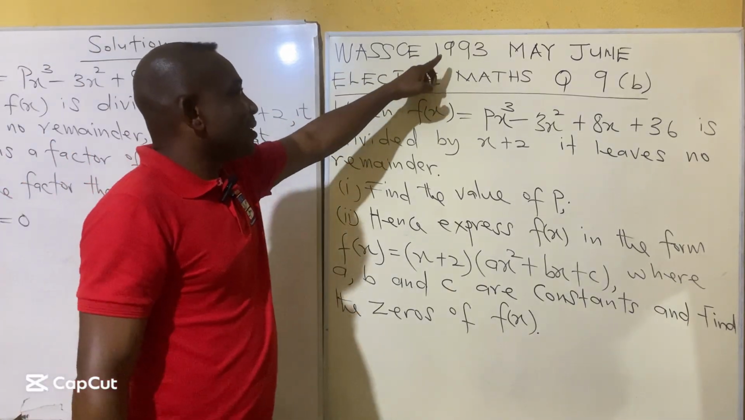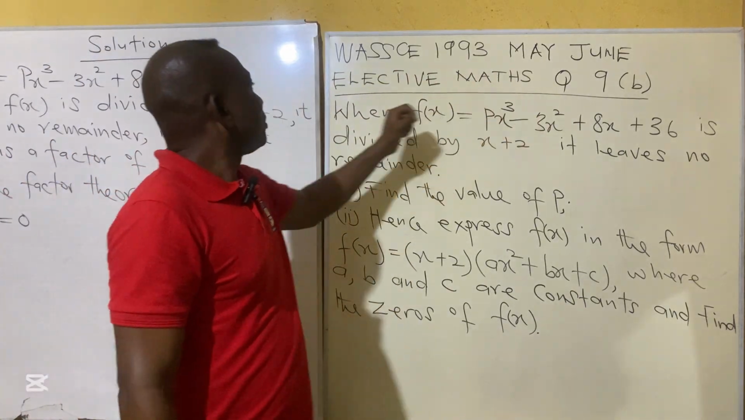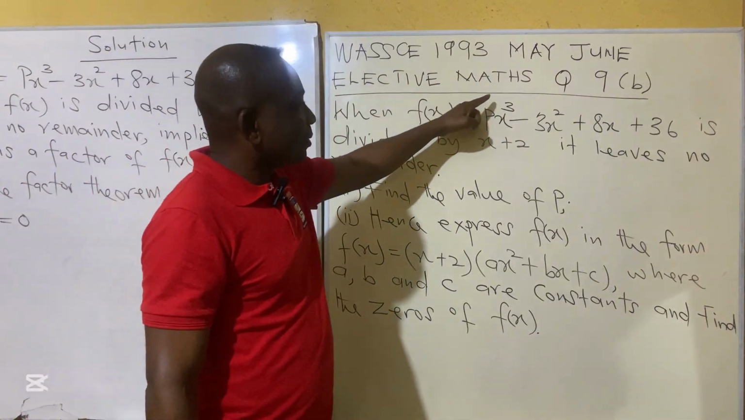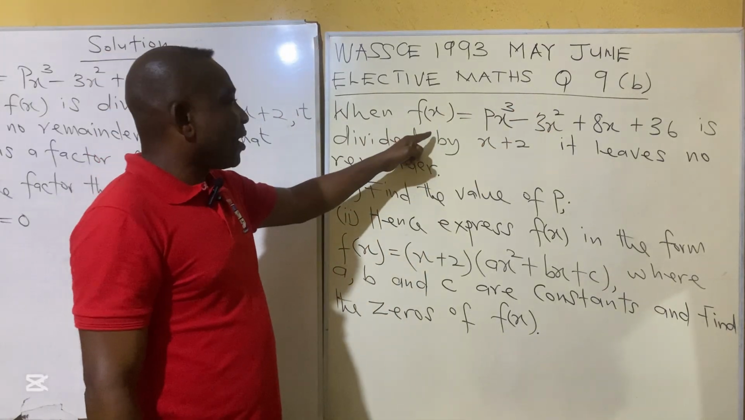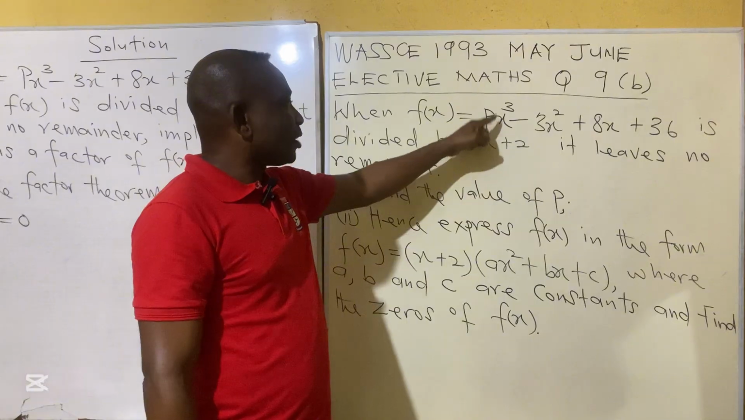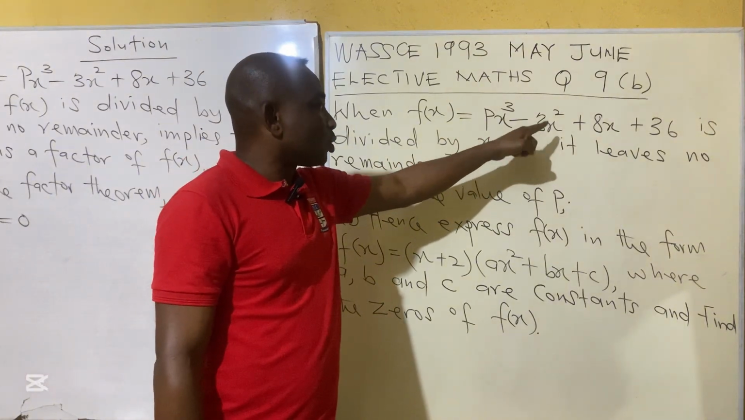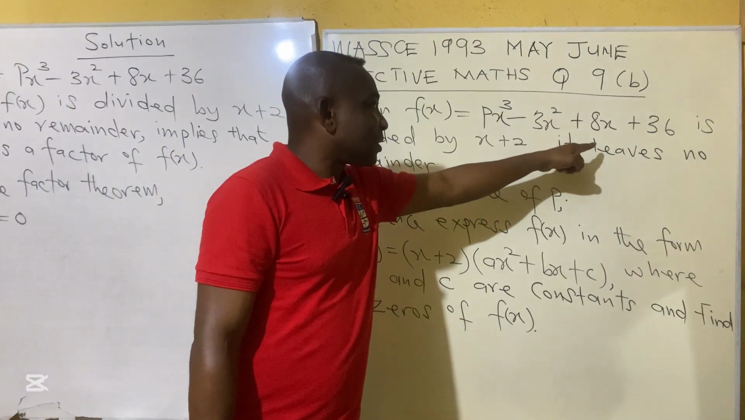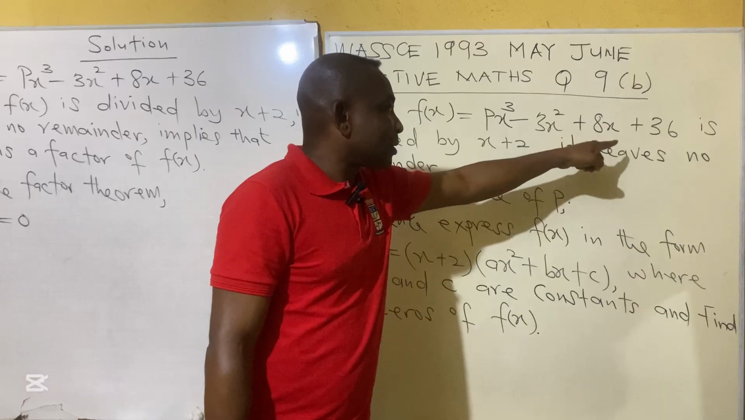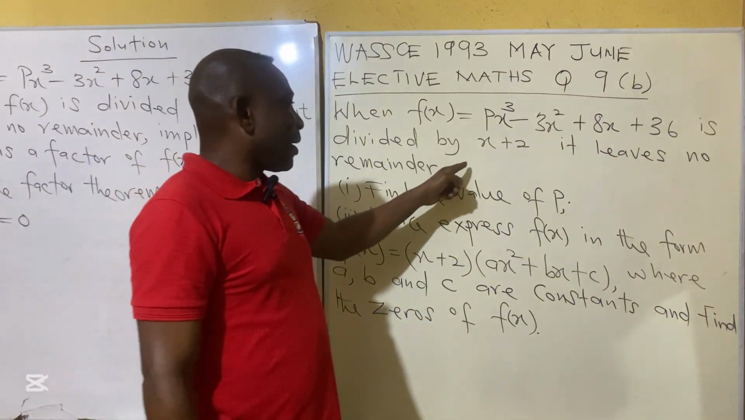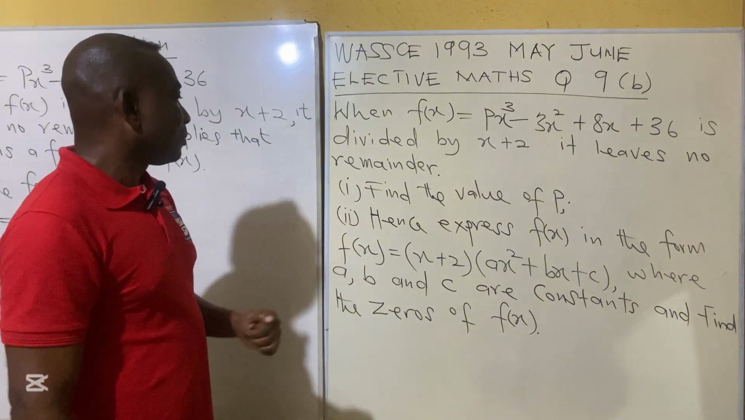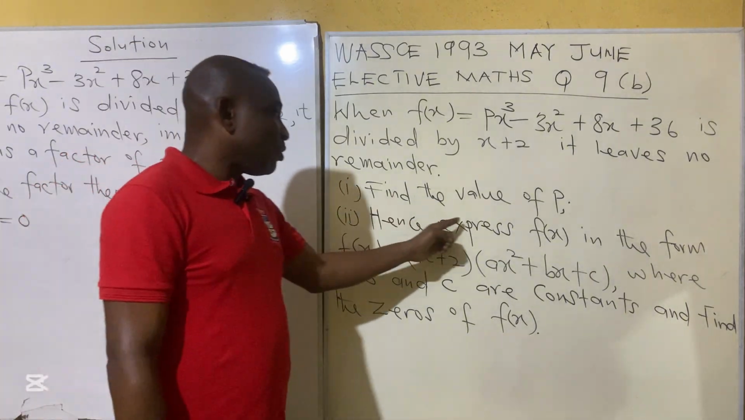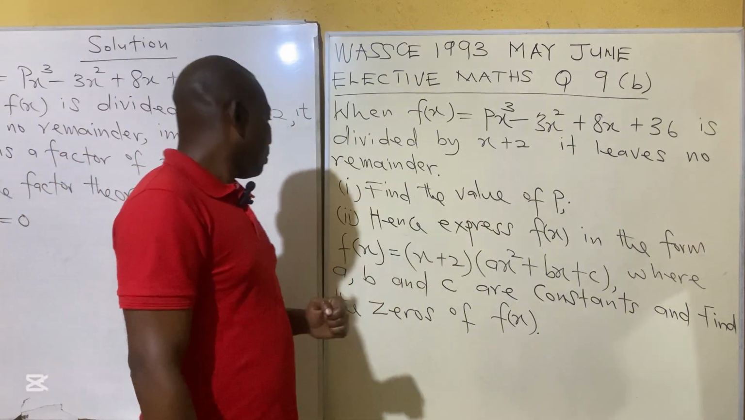WASSCE 1993, May-June, Elective Mathematics, question number 9b. When f of x equals px cubed minus 3x squared plus 8x plus 36 is divided by x plus 2, it leaves no remainder. I. Find the value of p.